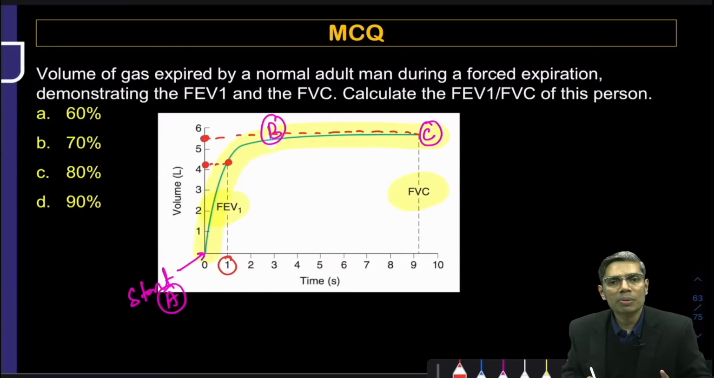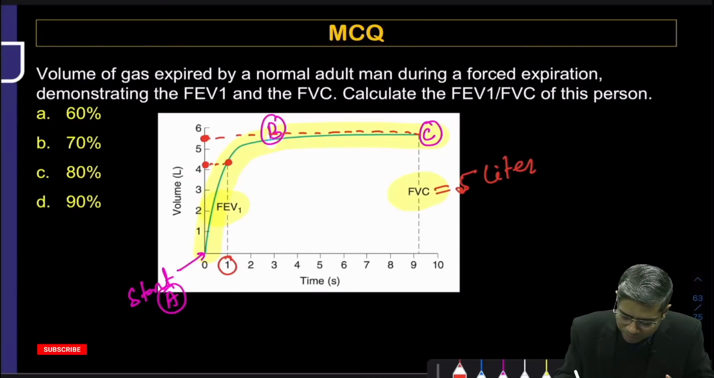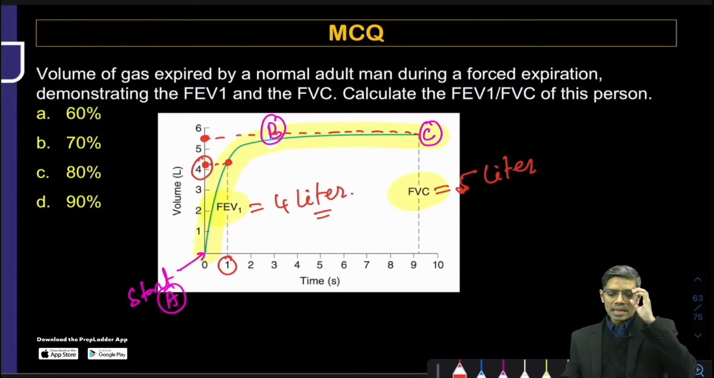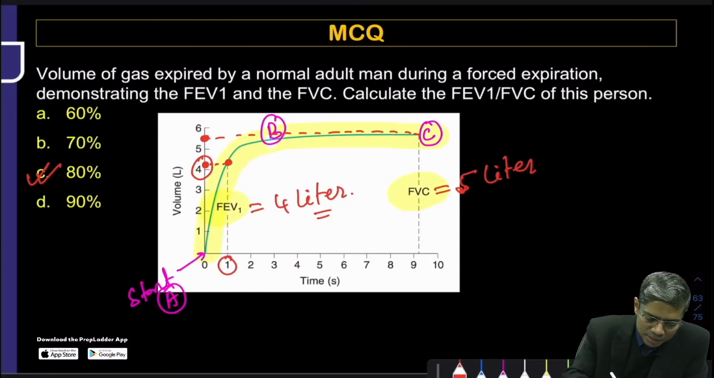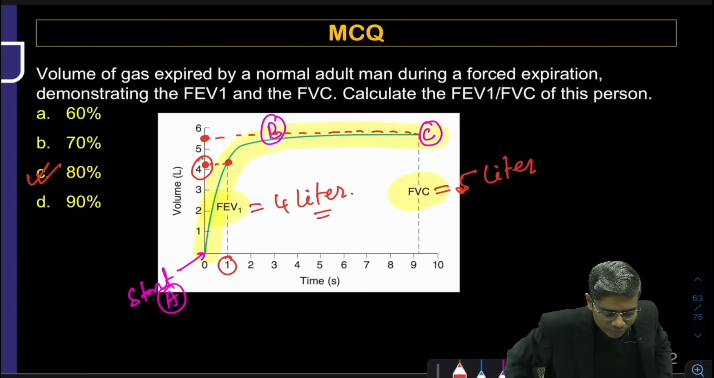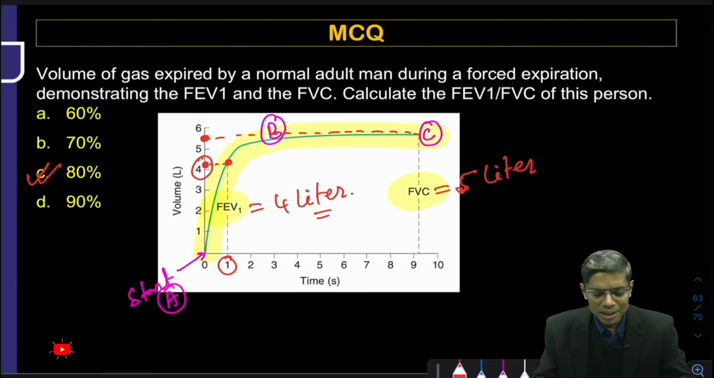I have dropped both perpendiculars on the y axis. So I see here FVC is around 5 liter, little more than 5 liter, and FEV1 is around 4 liter, or a little bit more than 4 liter. But for calculation easiness, 4 liter and 5 liter. So 4 upon 5 is the 80% ratio. Okay? I know I am going a little bit faster, but anyway, I hope you know this thing.